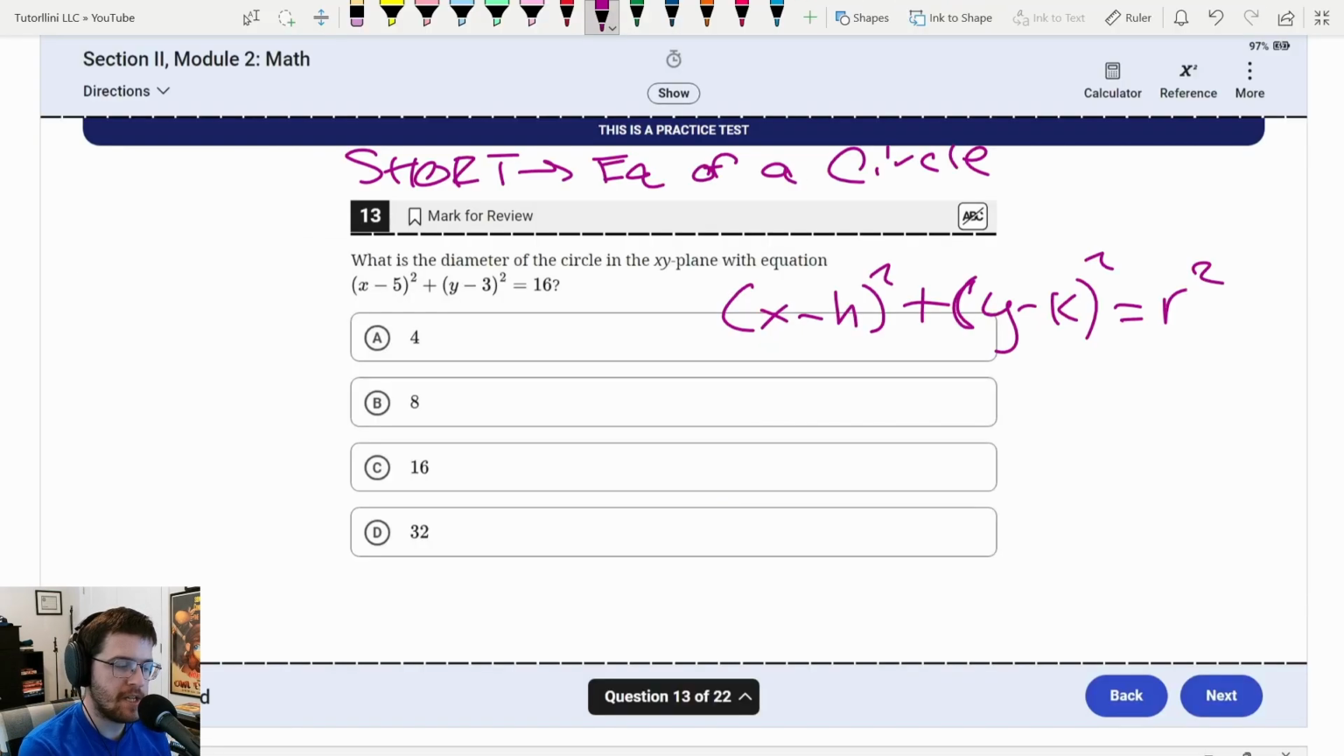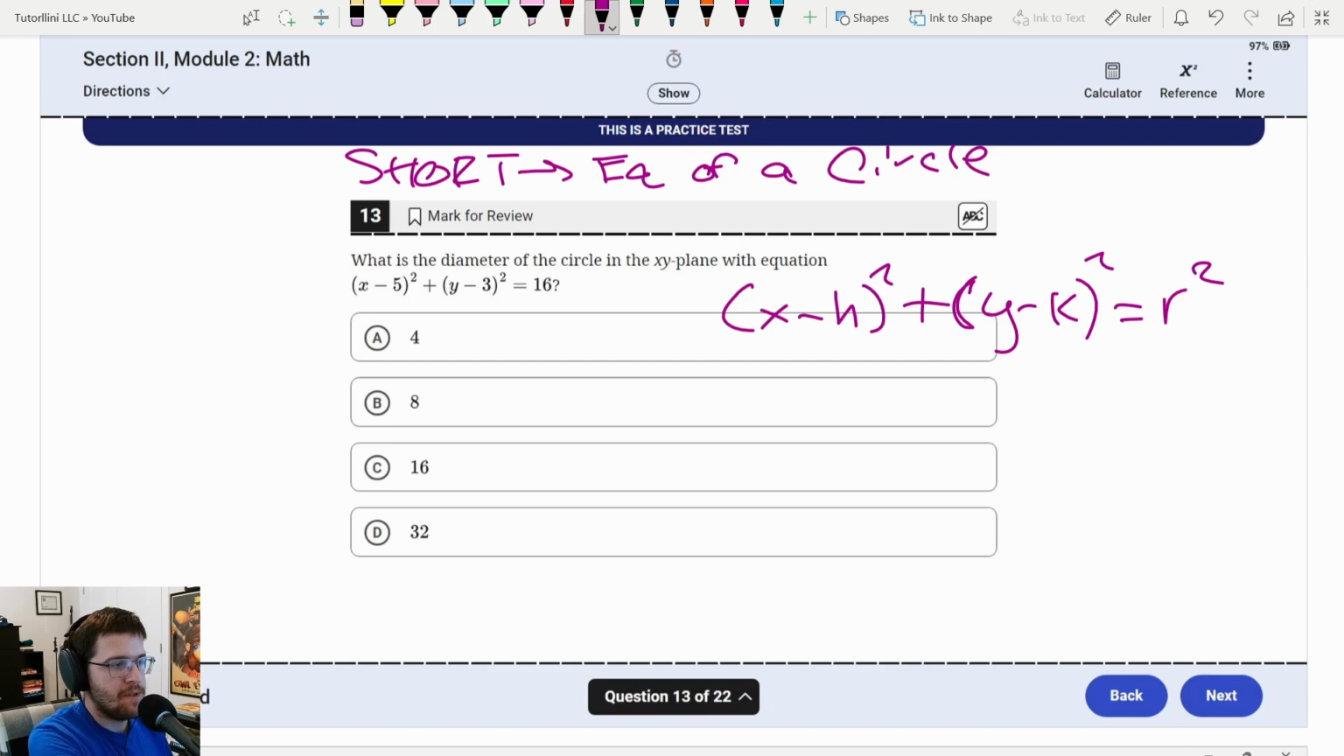Okay, question 13. I have a short. I'm going over this entire concept in like a minute. It's called equation of a circle. Definitely go watch that. So the equation of a circle is x minus h squared plus y minus k squared equals r squared. Is the equation in that form? Well, it certainly looks like it is. It looks exactly like that.